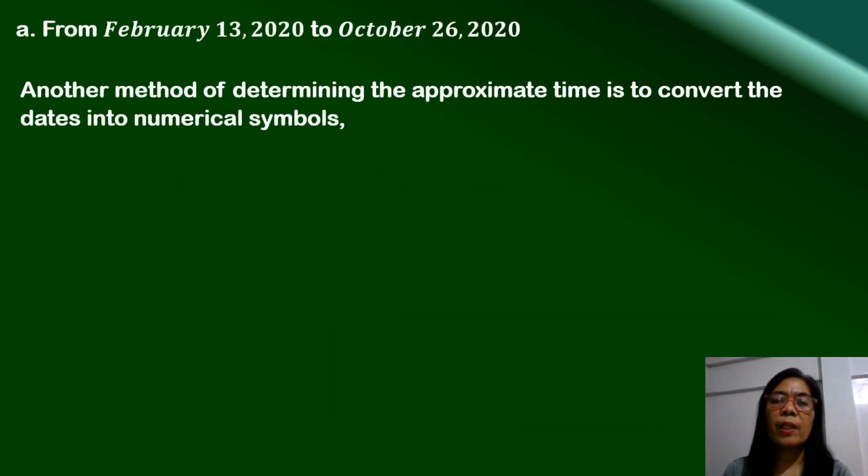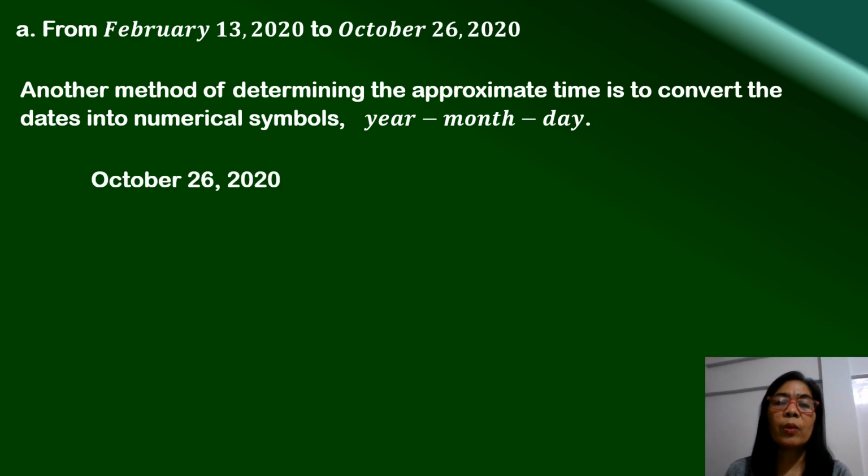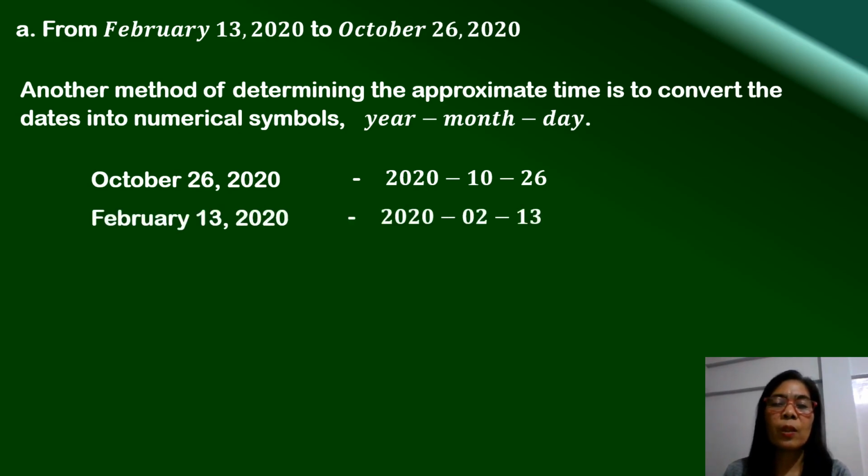Another method of determining the approximate number of days between dates is to convert the dates into numerical symbols following the format year, month, and day. Starting with the latest date, October 26, 2020, we write this as 2020, 10 for October, and then the day is 26. February 13, 2020 is written as 2020, February is 2, and then the day is 13.